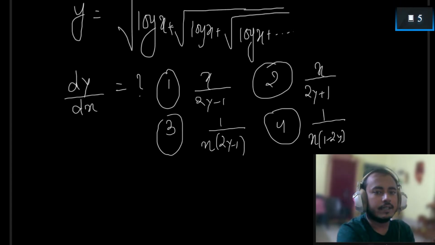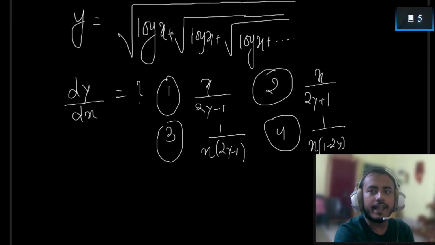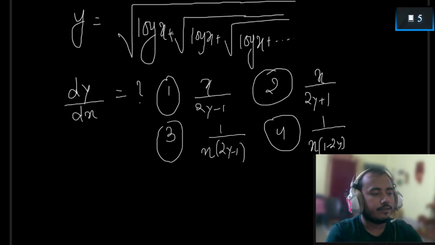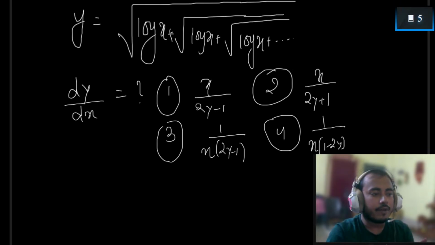This is the question you have. You have y equals root over of log x plus root over of log x plus root over of log x and so on, and you are asked to find the derivative of y, which is dy by dx. You have your four options: x by 2y minus 1, x by 2y plus 1, 1 by x whole into 2y minus 1, and 1 by x whole into 1 minus 2y. Do you guys want time to do it, or should I start?